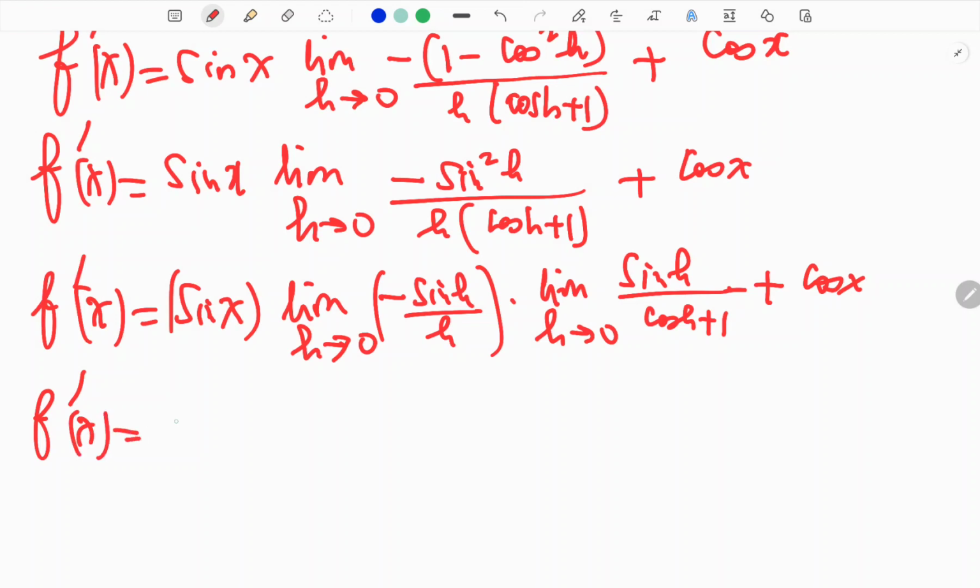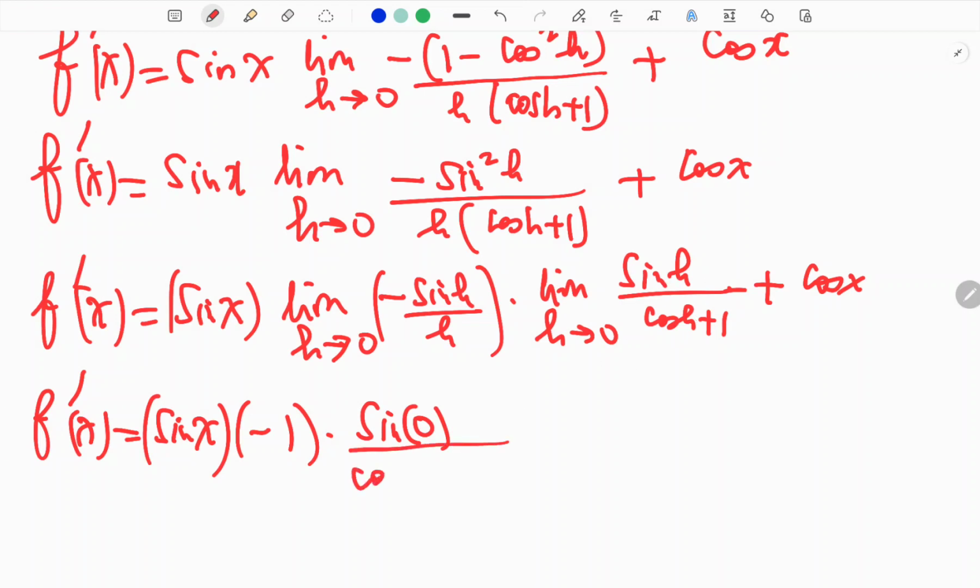F primed of x, which is the sine of x. So what is sine h over h? Right, we said it is 1, but obviously it's a negative, so it's going to be a minus 1. And then now here you can just get this one. If you want, you can do here sine 0 for the sine h over cosine h plus 1. You have cosine 0 plus 1. And then you add cosine x, like this. Okay, you add the trigonometric cosine of x.